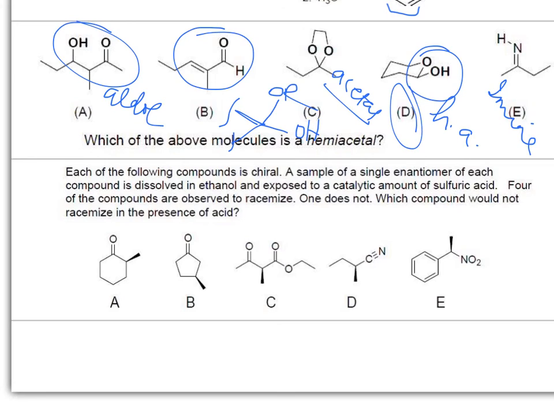Choice D. Each of the following compounds is chiral. A sample of a single enantiomer of each compound is dissolved in ethanol and exposed to a catalytic amount of sulfuric acid. 4 of the compounds are observed to racemize. 1 does not. Which compound would not racemize in presence of an acid? This truly is a test of your ability to identify acids over something which is not as acidic. So chapter 23 is what it revolves around.